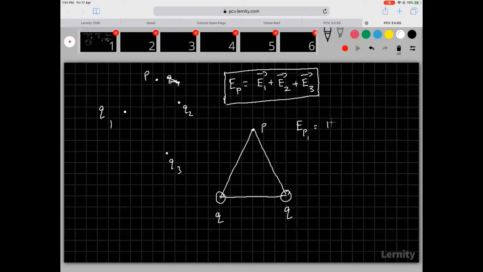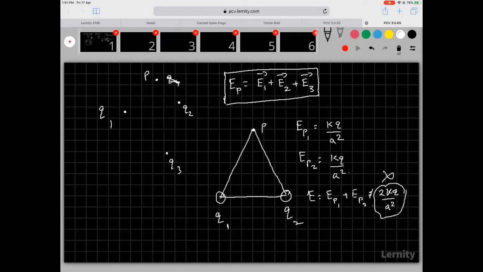EP1 will be KQ by A squared. EP2 will become another KQ by A squared. And then we said the net electric field will be EP1 plus EP2. That is the electric field because of 1 and because of 2. Now this is not equal to 2KQ by A squared. This is what we said. Why? Because these have to be added like vector quantities. And if these are added like vector quantities, the quantity that you would get here is root 3 KQ upon A squared. So this is what we said.